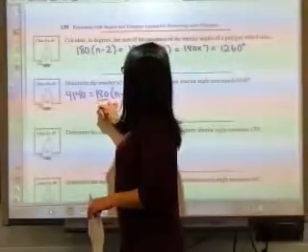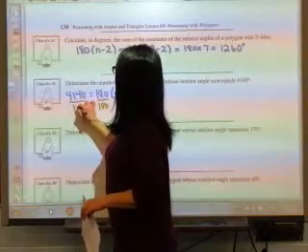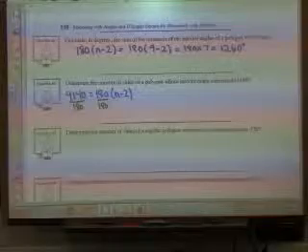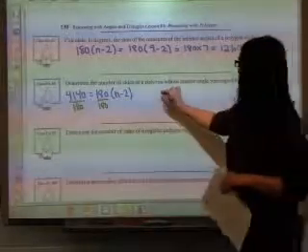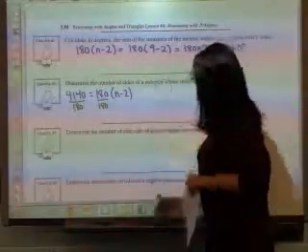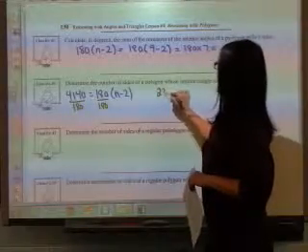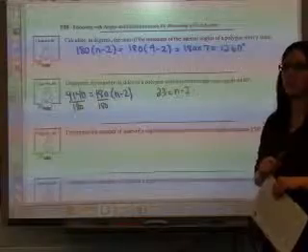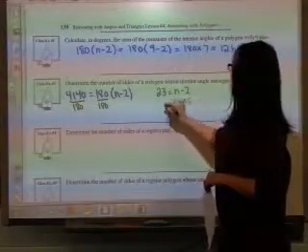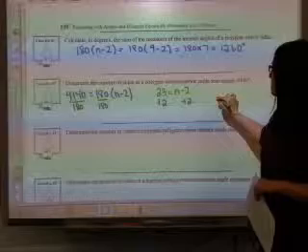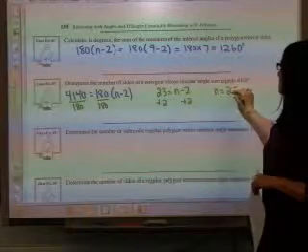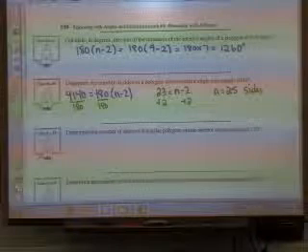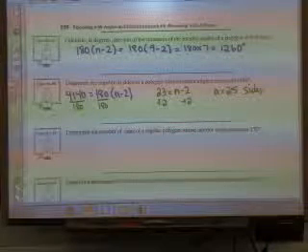Divide, because I'm multiplying, so I do the opposite. So what is 4140 divided by 180? 23. So I get 23 equals n minus 2. How do I get rid of the negative 2? And what's 23 plus 2? So I get 25 sides. A 25-sided figure will have a sum of 4,140.